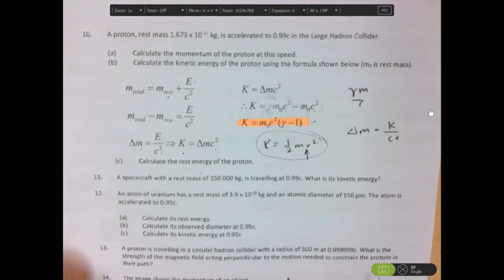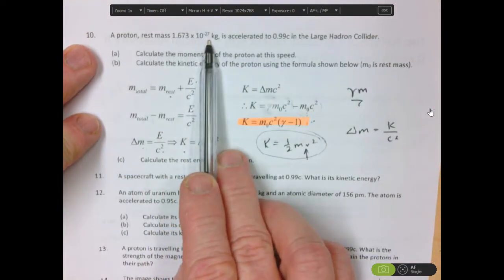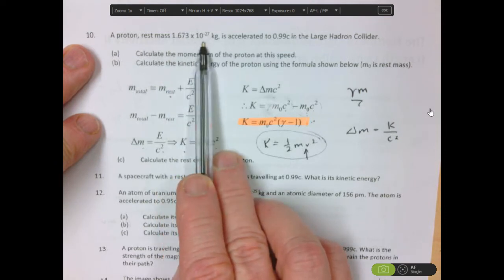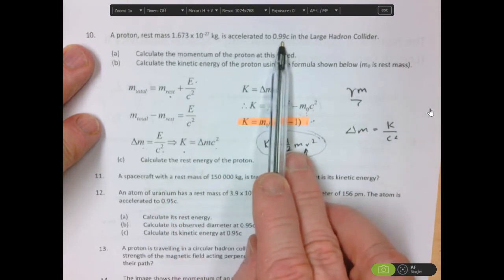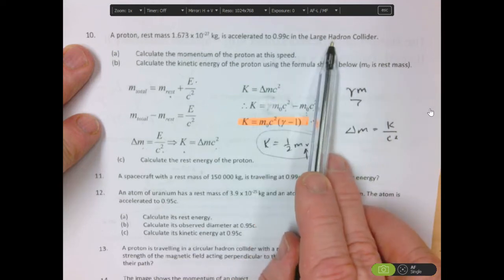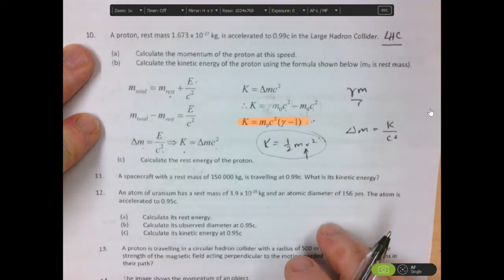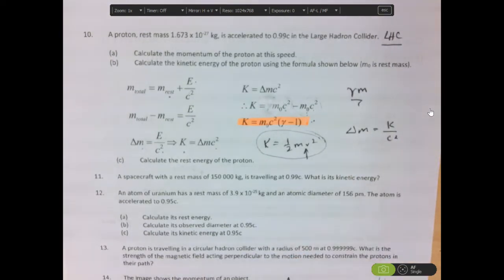Right. So a proton's rest mass, now this is just, rest mass is simply the mass that we would observe it to be if it was in the laboratory and we haven't accelerated it. We're taking that proton and moving it to a velocity of 0.99c, and it's going to be in the Large Hadron Collider, the LHC. Okay, so you'll often see that abbreviation. Let's calculate the momentum of the proton at this speed.